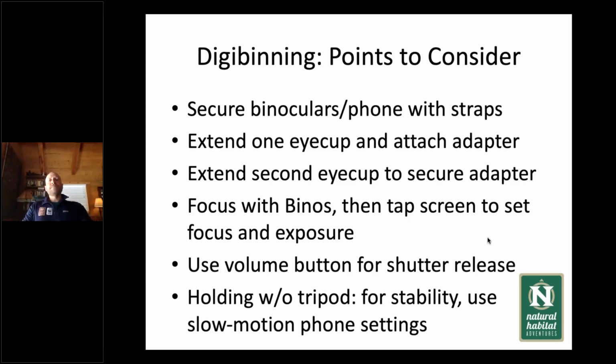One thing I didn't talk about, because when digibinning, you don't have the ability to use a tripod, use your slow motion setting. So you're essentially taking a video through your binoculars, but in slow motion. That way, what's produced is a lot less shaky. It's a lot less difficult to view. And if you're trying to freeze a frame from that slow motion video, it's a lot easier to do than a regular video. So consider slow motion setting when digibinning or using your binoculars together with an iPhone and an adapter.